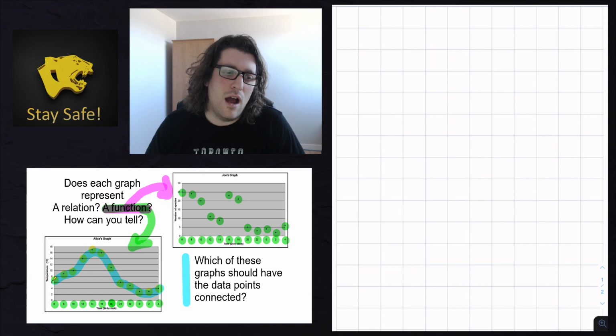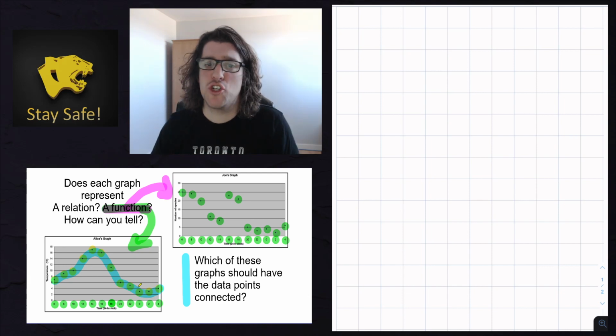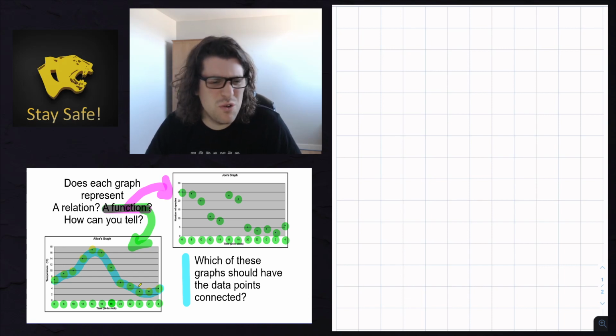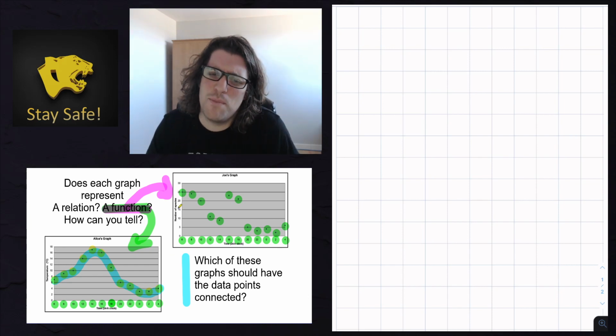However, since these represent a continuous set of information where there should be numbers in the middle, then it would make sense that these could be represented using connected data points. So something like this would be appropriate. In Joe's graph, Joe is representing a number of species. This one's a little more wonky.